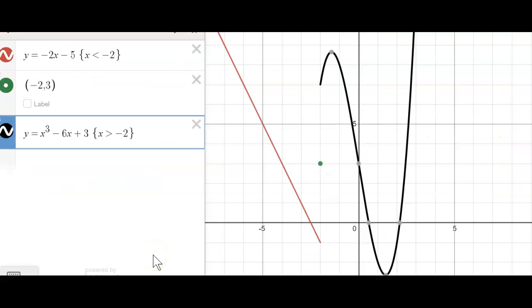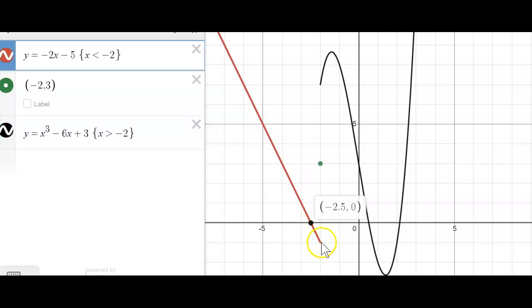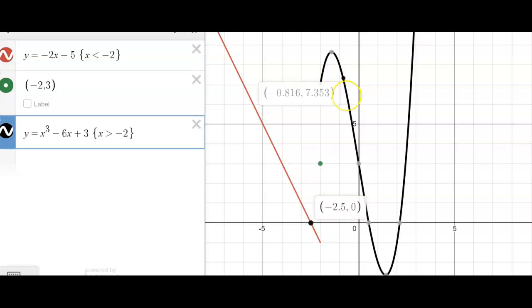Just to stamp what we were seeing, I went ahead and graphed this piecewise function. We see, yes, just like we determined, as we approach from the left, we're getting towards a y value of -1. As we approach -2 from the right, we're getting towards a y value of 7. There is a massive jump discontinuity here. This function is not continuous.